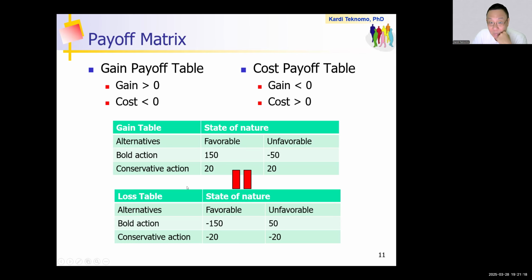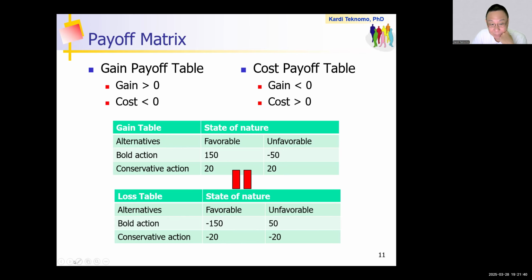Okay. Now you can convert this gain table into a loss table simply by changing the sign of the values. Of course, the meaning is the same. So here, if you put 50, that is loss. That means negative 50 in the gain table. Is it clear?